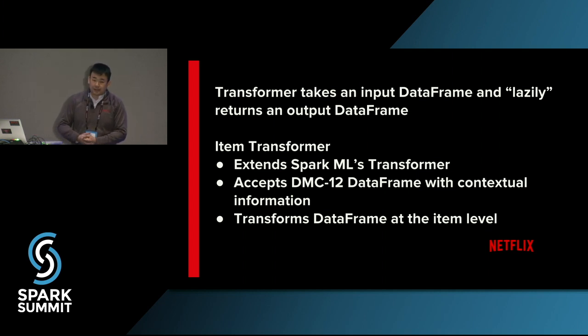And at Netflix, we extended it and made something called item transformer. So item transformer will take our DeLorean data format, the DMC12 data format, with some contextual information, which is the context information. And then we can transform the data frame at the item level. To be concrete, I'm going to give you a couple of examples about that.